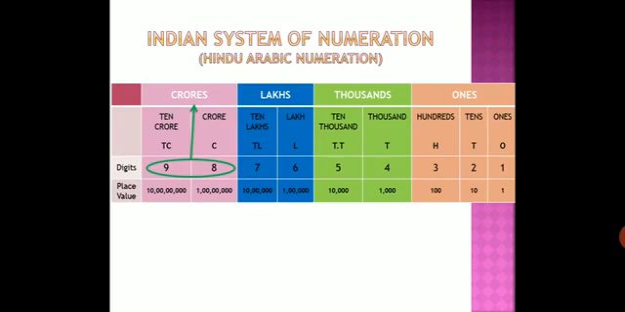This is how we are going to name the numbers. So here in the given example, you can see 98 crores, 76 lakhs, 54,321 is the number. Now, I hope you all got this.